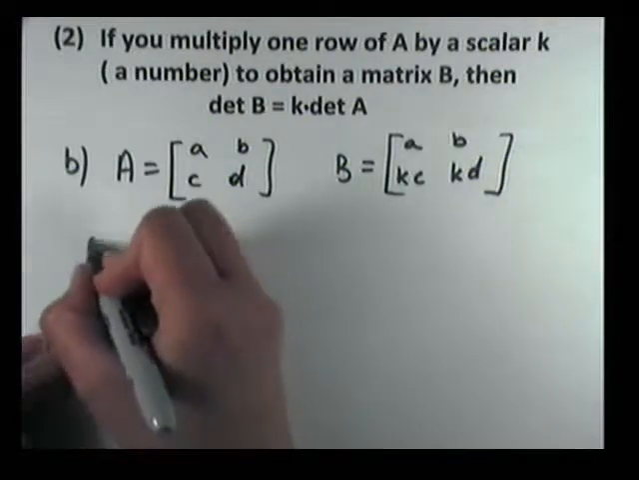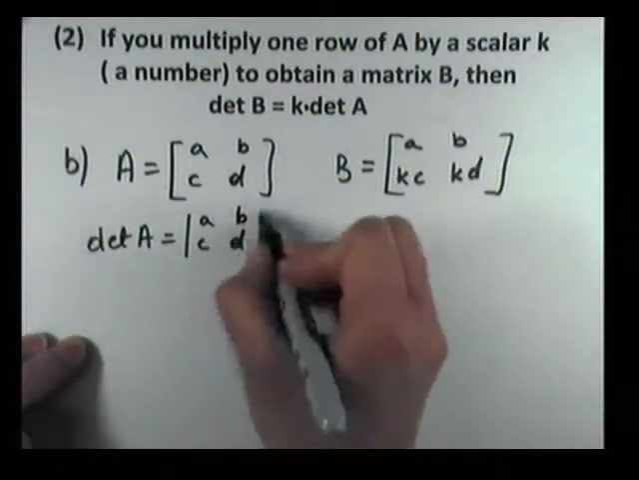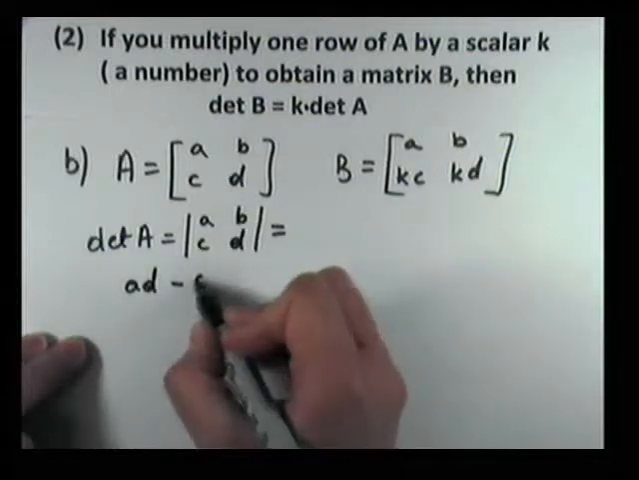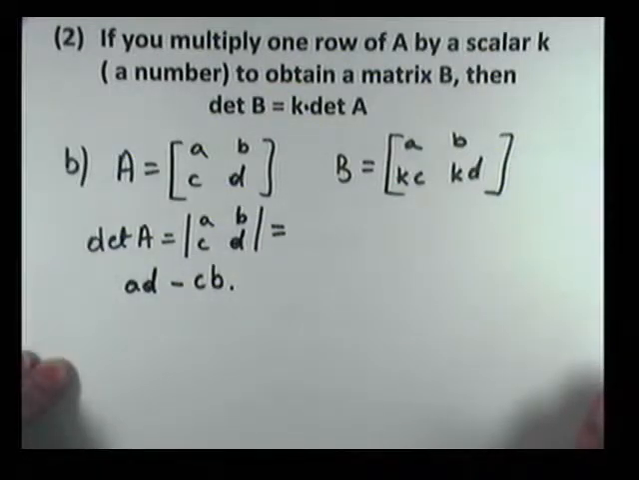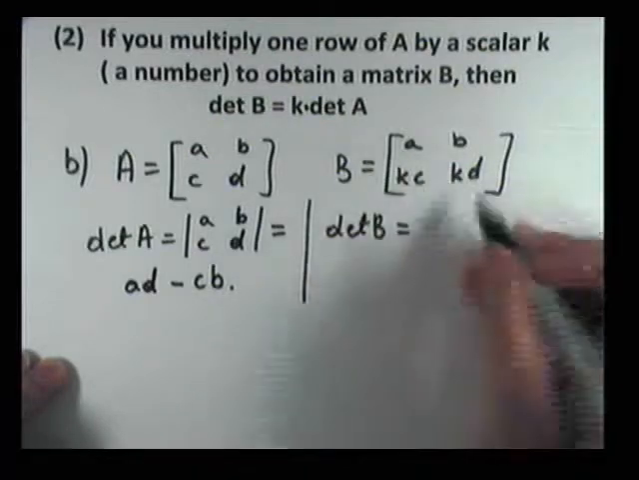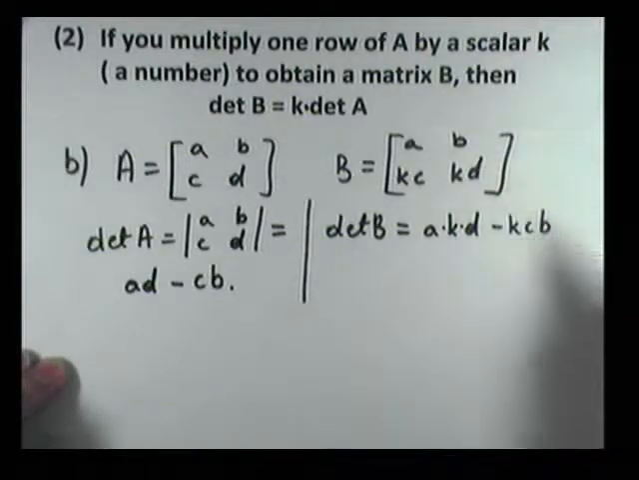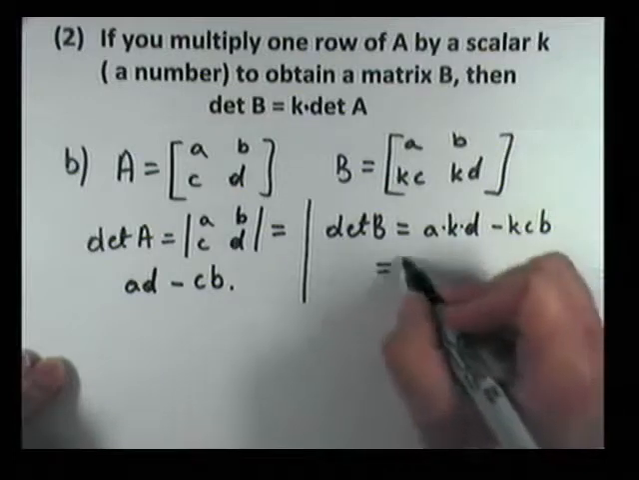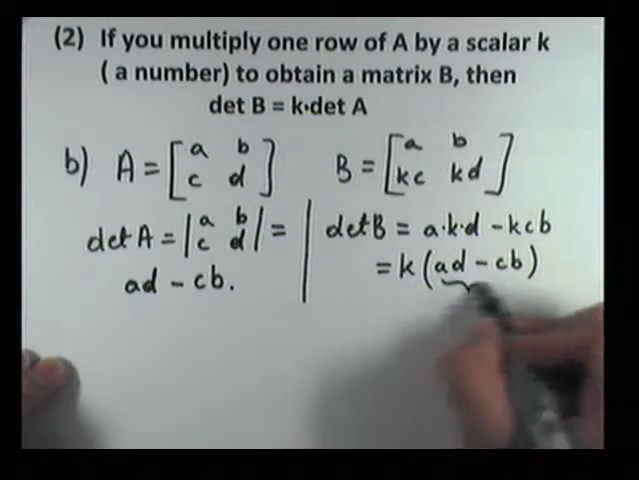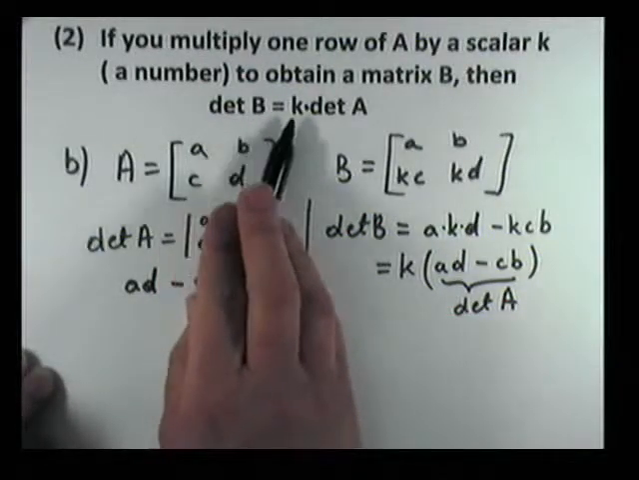So find determinant of A. Put them A, B, C, and D, and then cross multiply this times this, so it's A times D, minus C times B. That's it, we cannot go any further. Now let's find the determinant of B. Determinant of B, we cross multiply, so we have A times K times D minus K C B. Take K out of the bracket, what's left? AD minus CB. So here we go, this is the determinant of A. So indeed, determinant of B is equal to K times determinant of A.